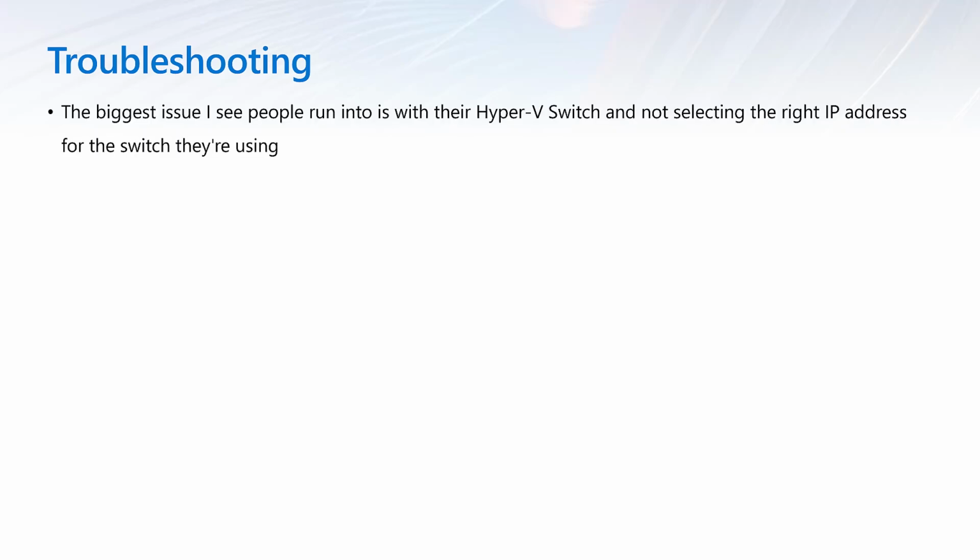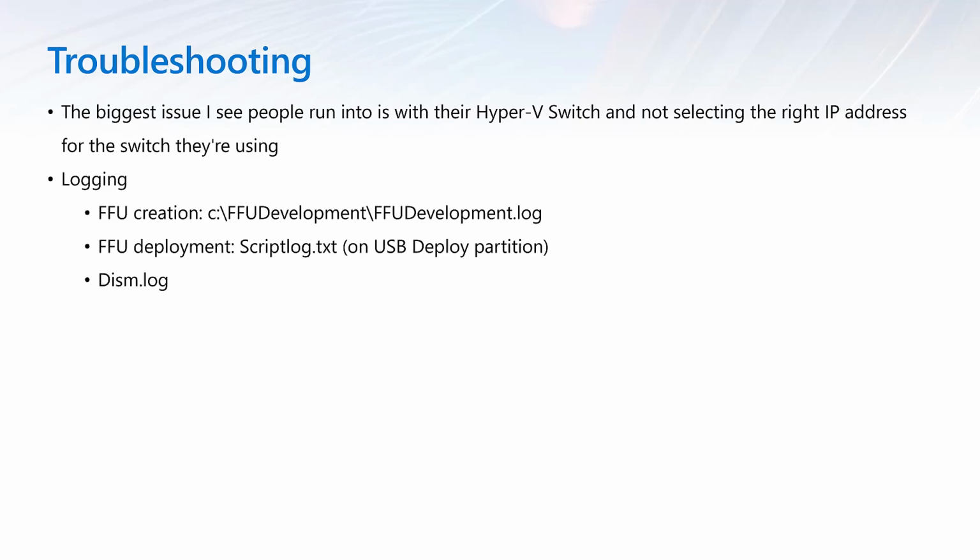Okay, so let's move into troubleshooting. The biggest issue that I see people run into is with the Hyper-V switch configuration and not selecting the right IP address for the switch that they're using. So oftentimes someone will go in and grab the wrong IP address or maybe even the wrong switch name, and they don't get those right. So you want to make sure that when you go into ipconfig, you're getting the correct switch and the correct IP address, and validating that those are right.